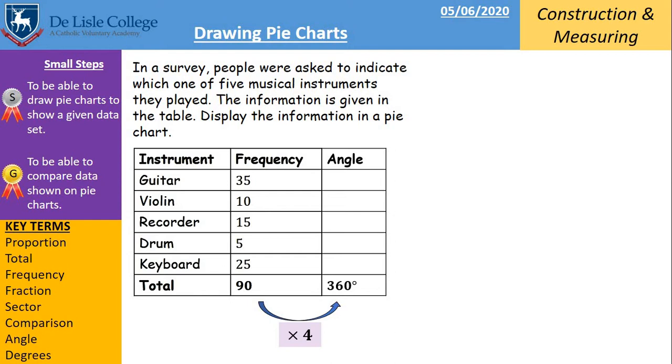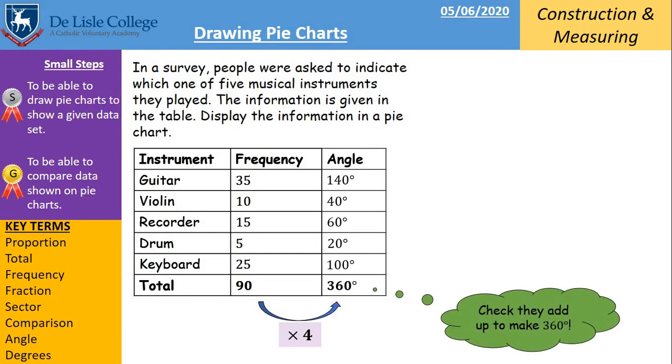So each person, when they say which instrument they play, that is worth 4 degrees on the pie chart. So if we times by 4 from the total, we would times by 4 for the rest. 35 times 4, 140, 10 times 4, 40, 60, 20, and then 100, and then you double check. Those numbers, the 140, 40, 60, 20, and 100, must add up to be 360 degrees.